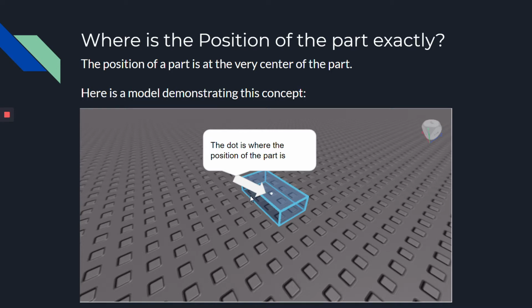So it's absolutely crucial to understand that the position of a part in Roblox is located at the physical center of that part. Now, that dot indicates the position of this part over here. And I just put a little thought bubble and an arrow.